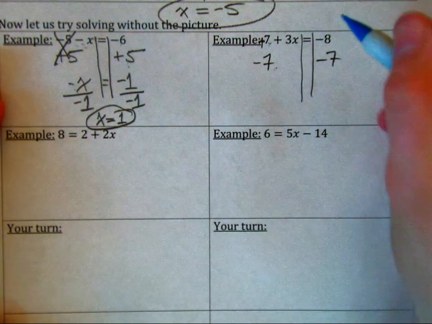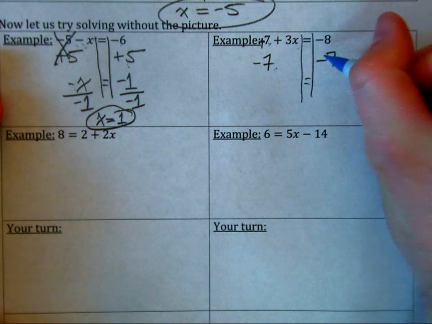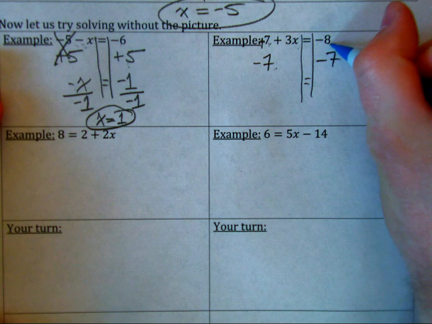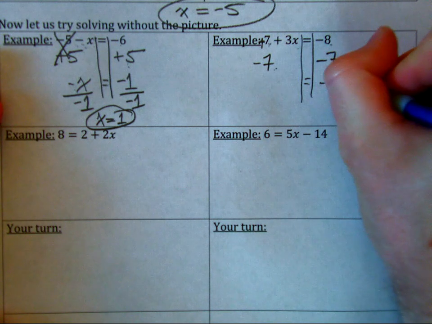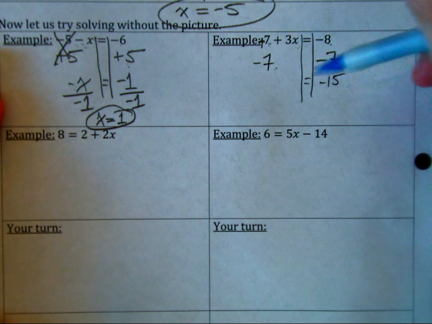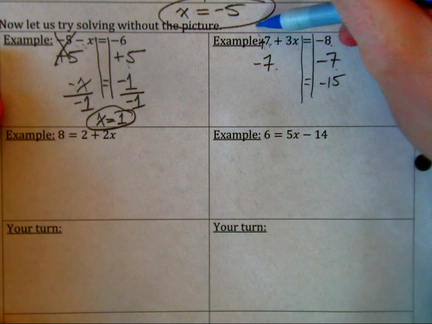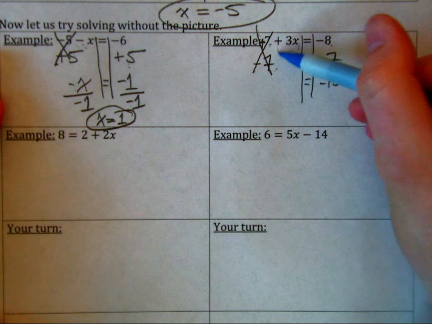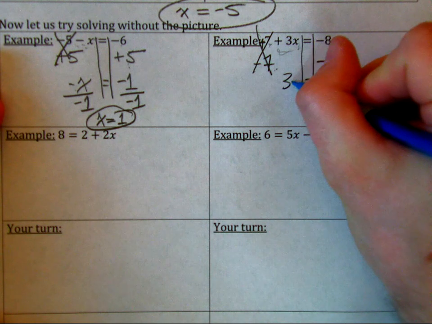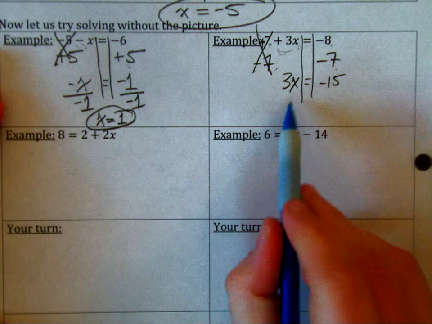Again, you always want to add the opposite, so that way you get the x by itself. So you have on the right side 8 negatives and 7 negatives. That equals 15 negatives. On the left side, we have our 0 pairs, so these cancel out. Everything else comes down, so this positive 3x comes down. So our current equation is just 3x equals negative 15.